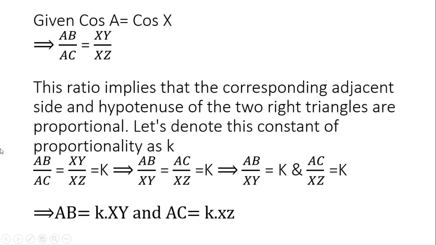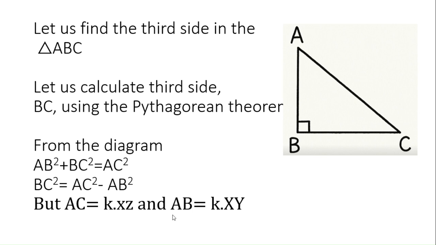Because we have found already AB, the adjacent side to A, and AC, the hypotenuse. Now the opposite side is there, BC. We are just calculating it. So how can we calculate? By simply using the Pythagoras theorem. So what is the Pythagoras theorem?